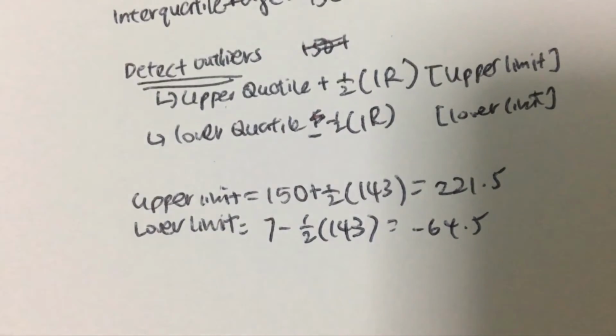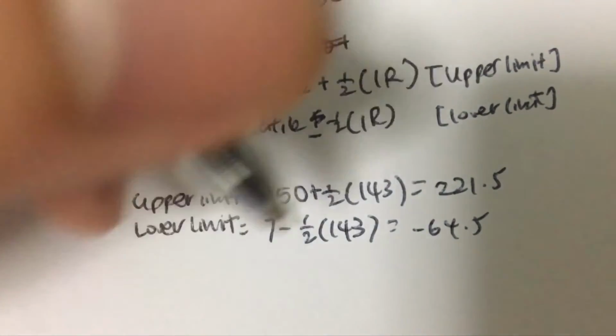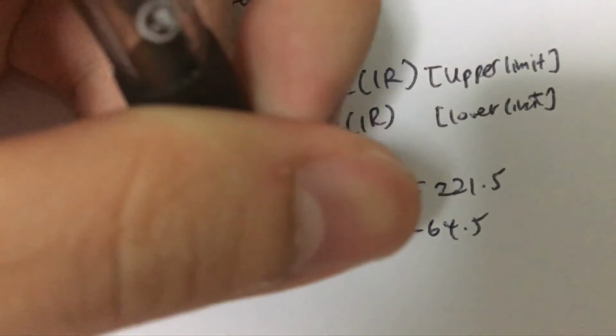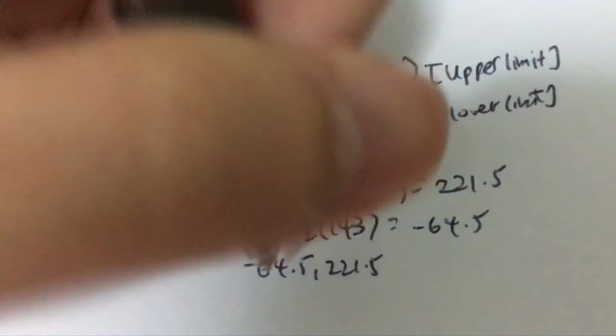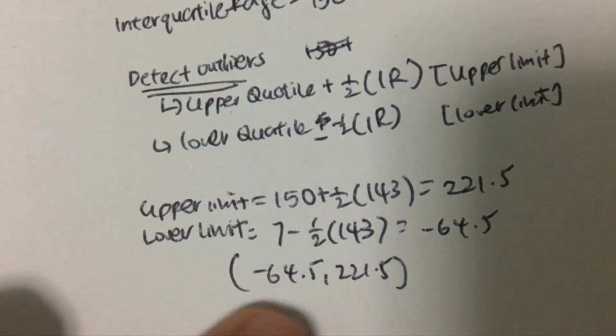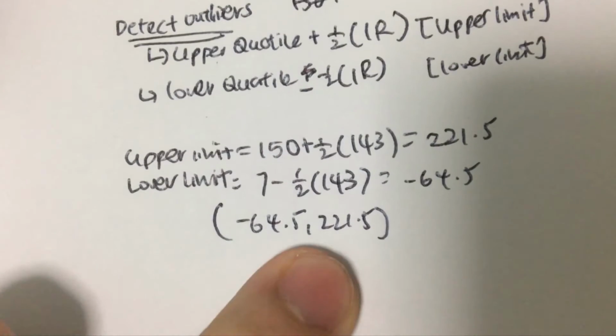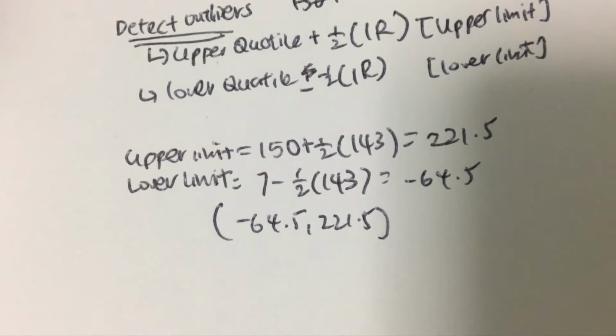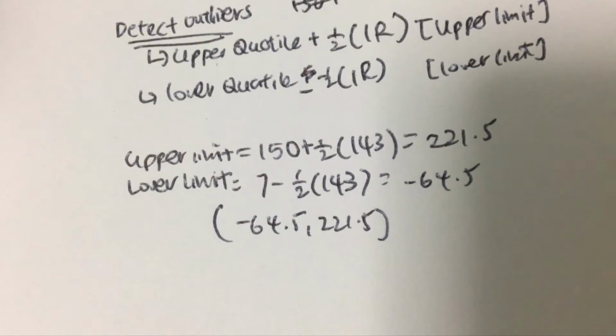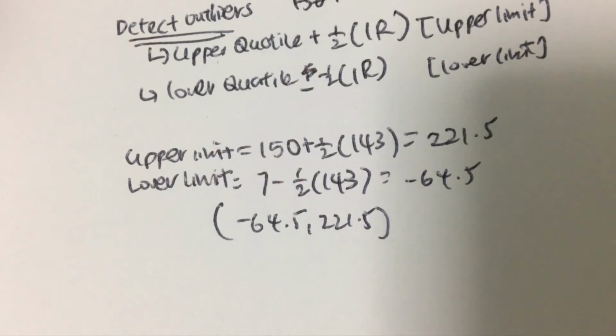So what does this basically mean? Any value that falls out of this range, which is negative 64.5 to 221.5, will be considered an outlier. This is how we actually detect outliers using the interquartile range.